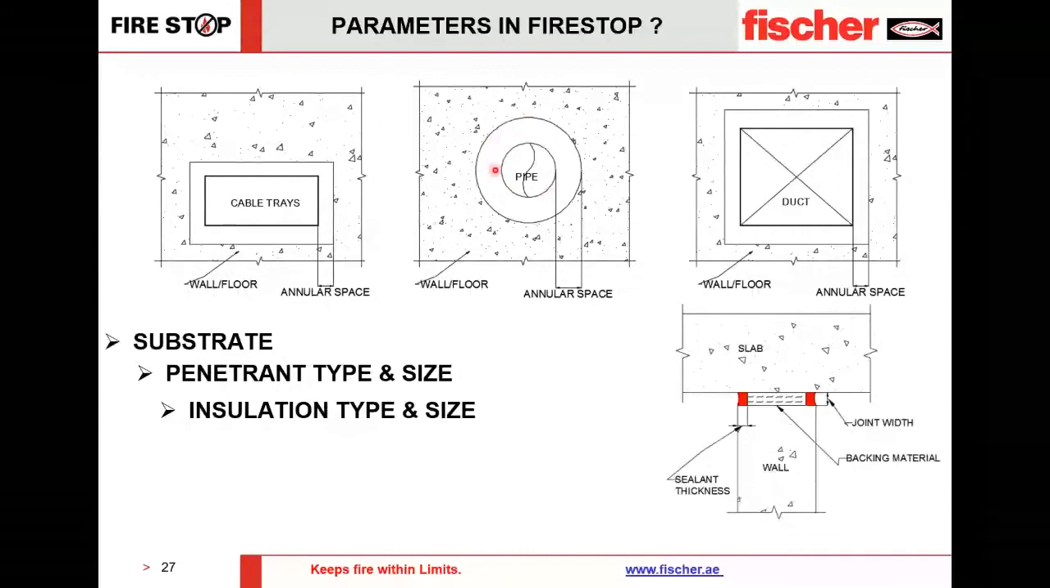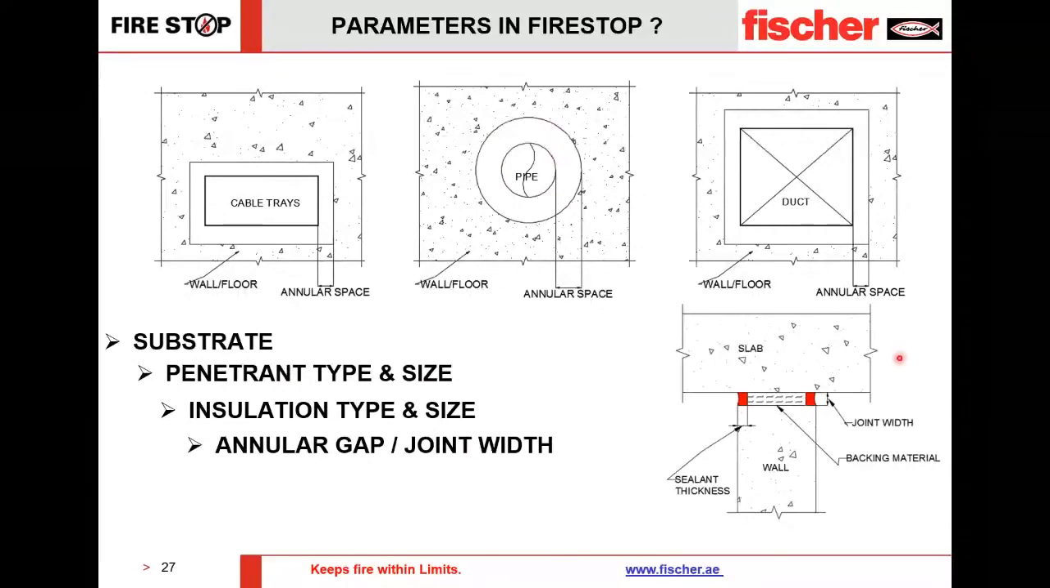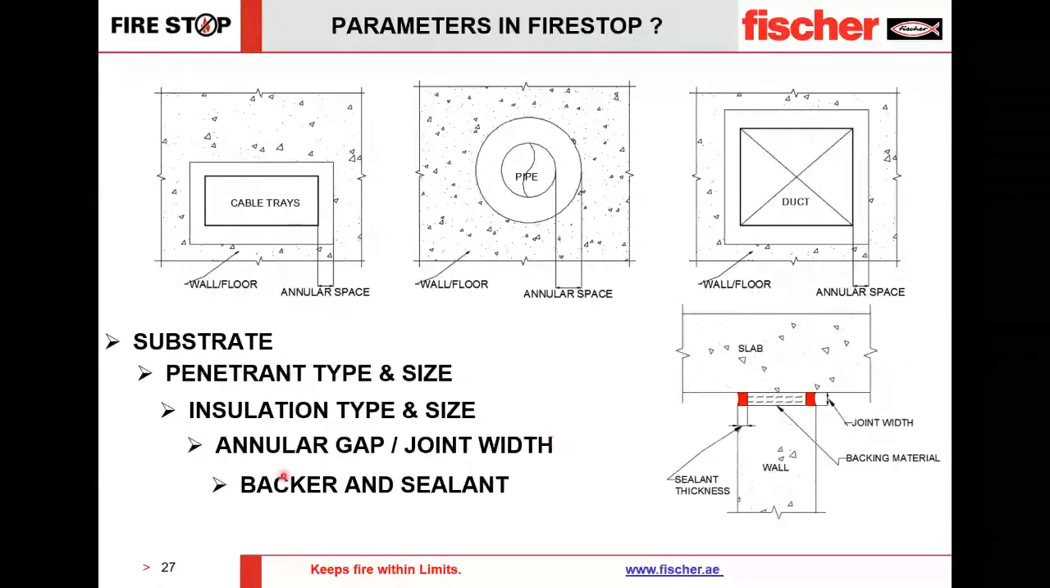If there is an insulation on top of the surface, then we have the very important annular gap and the joint width. So the gap between the penetrant and the periphery of the opening, and the gap between the two adjoining assemblies, which is called the joint width, and the annular gap. This also is mentioned within the system test itself. Finally, the backer and the sealant are given.